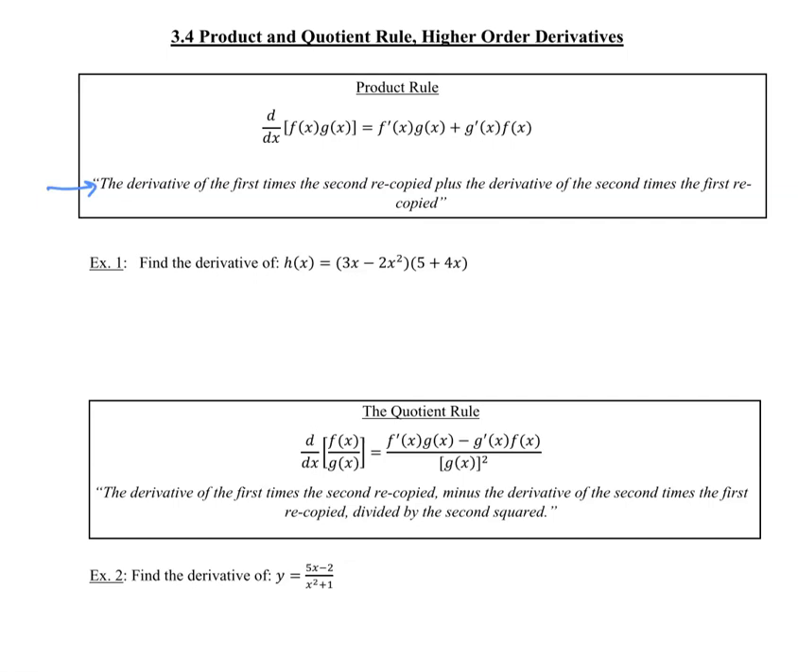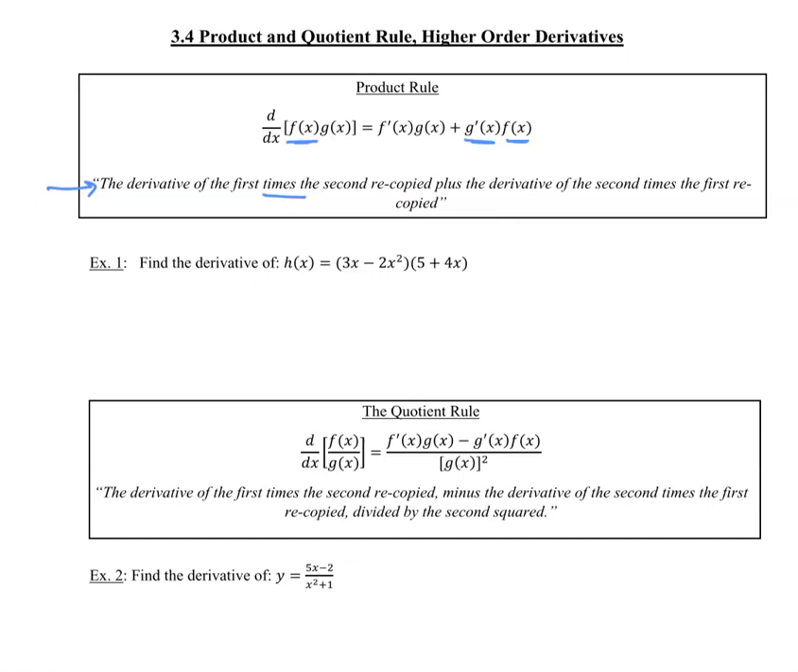My professor would always say the derivative of the first, so the derivative of the first would be f prime, times the second recopied, so that'd be the g function just recopied or rewritten, plus the derivative of the second, that's the g prime part, times the first recopied, f rewritten. So when you hear me do these, I'm always going to say these words: the derivative of the first times the second recopied plus the derivative of the second times the first recopied, because that always just helps me keep everything straight without having to worry about what is f prime. I just do them as I go through the question using the words.